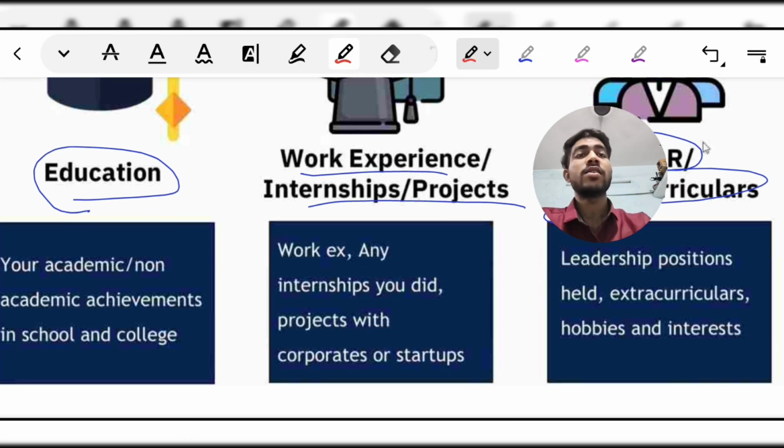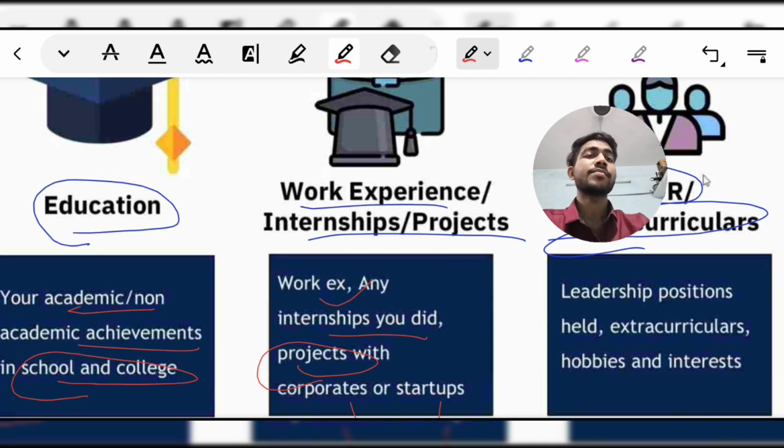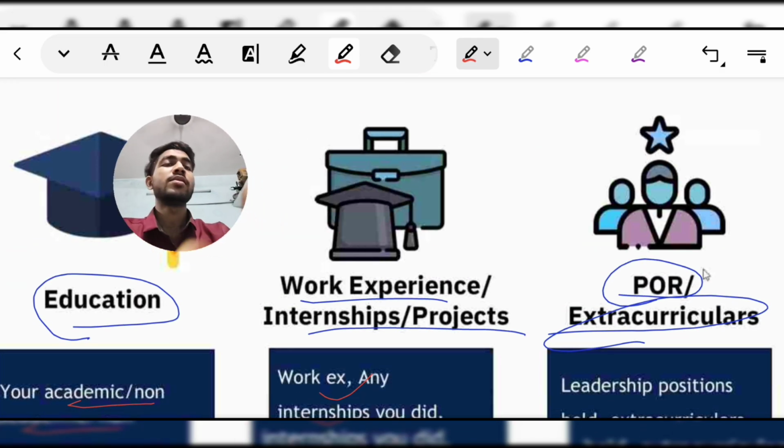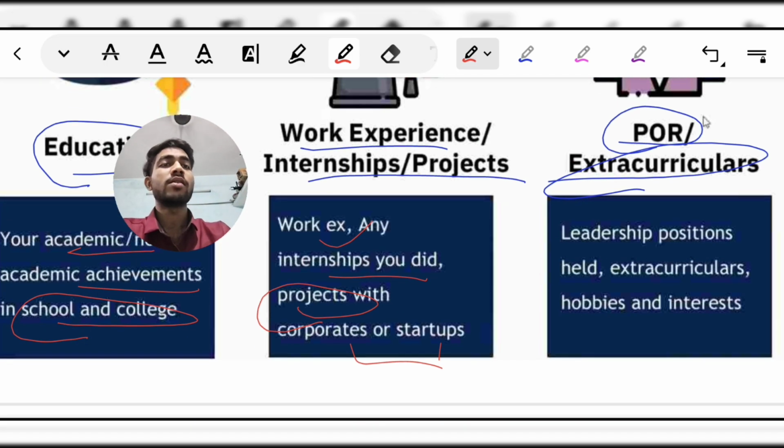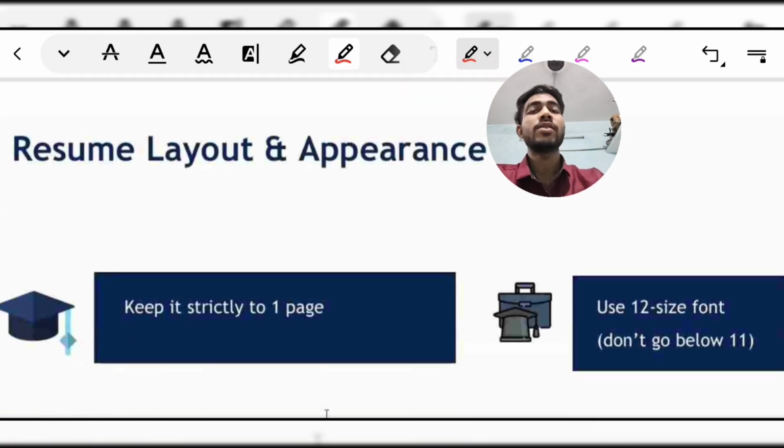In education, you write academic and non-academic achievements in school and college. In work experience, write any internship or project at a corporate or a startup you did during this journey. In the position of responsibility or extracurricular section, you list leadership positions, and extracurricular hobbies and interests are also mentioned after that.